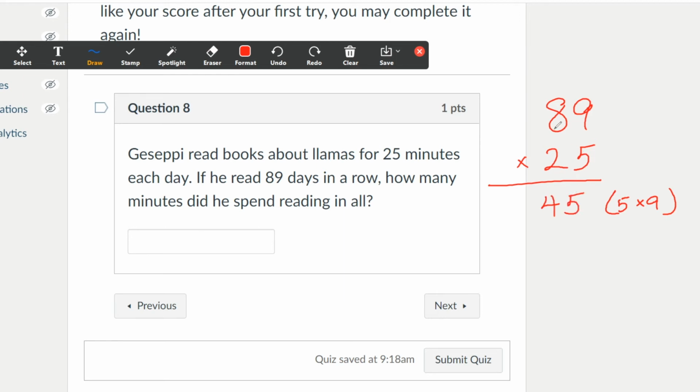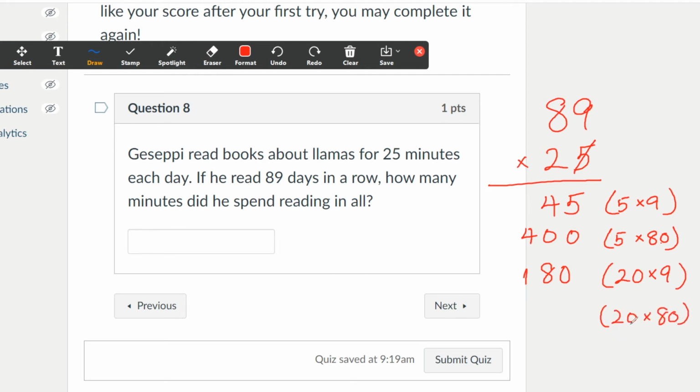And we're going to go 5 times 8, but this is really an 80, so that's going to be 5 times 80. And there's a 0 there, and then 5 times 8 is 40. Cross that out just so we know we're done with it. Moving on to this 2 times 9. This 2 is really a 20, so we're going to do 20 times 9, which is 180. And then we have 2 times 8, which is really 20 times 80. And we see here there's 2 zeros. And then we're left with 2 times 8, which is 16. Go ahead and add that.